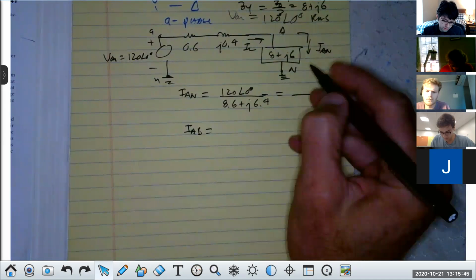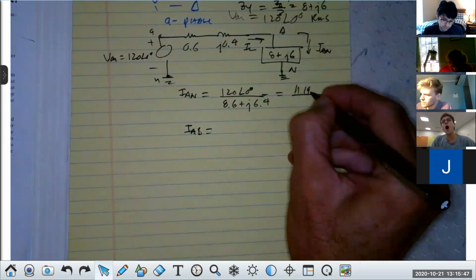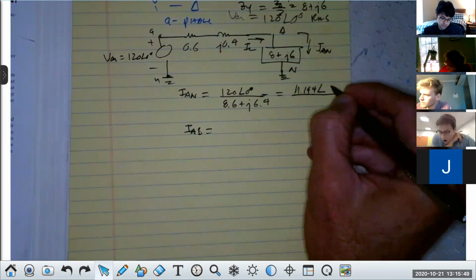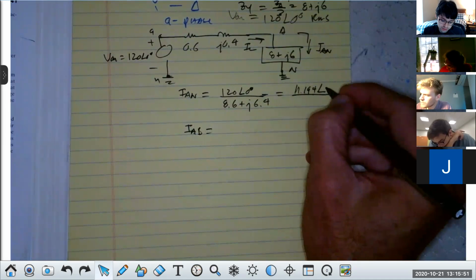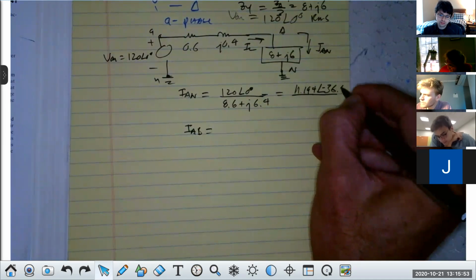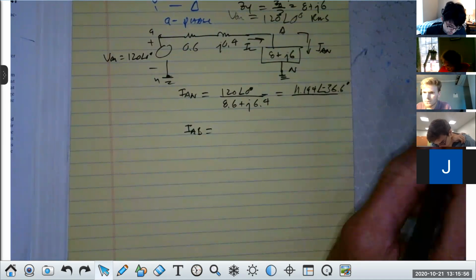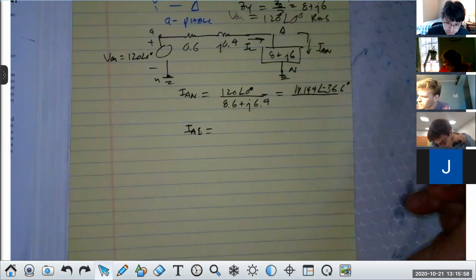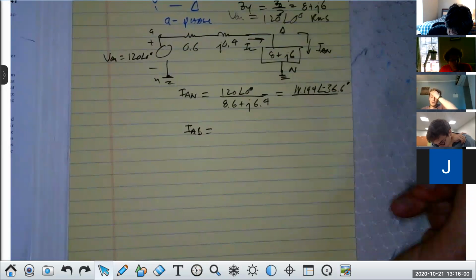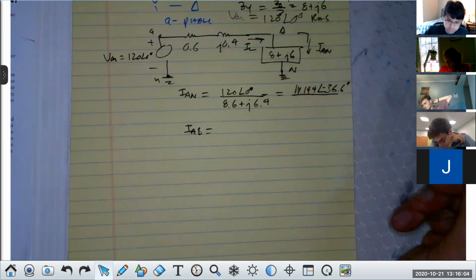11.194 at an angle of negative 36.66 degrees. At an angle, say that again. Negative 36.66. I'm going to leave it at that, okay? 11.194 at minus 36.6 degrees. You can check, see if that's correct. Anybody else confirm that? Anybody at all?